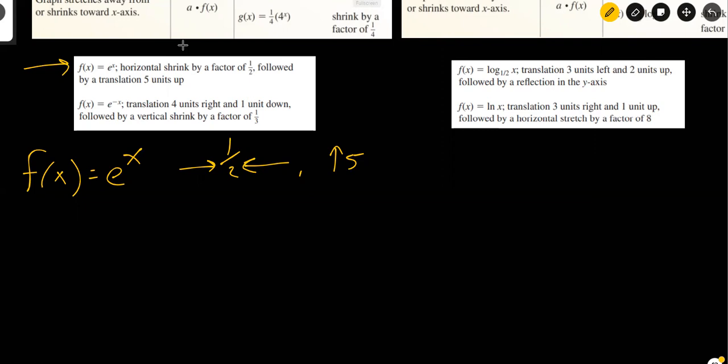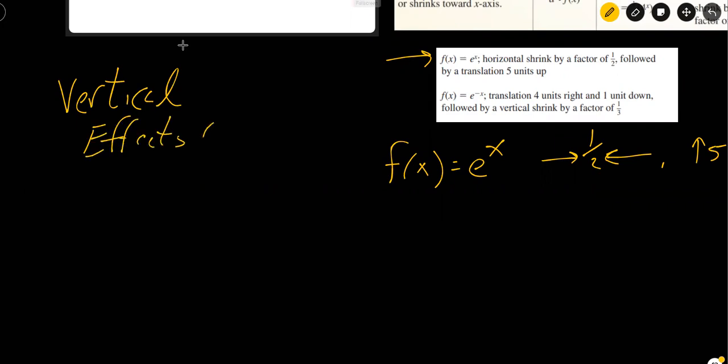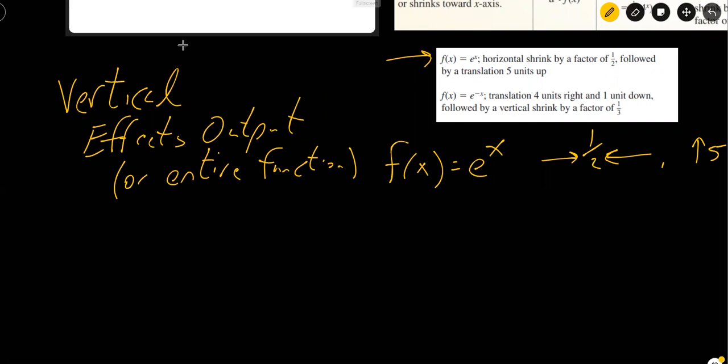Okay, so we're starting off with e to the x power. We're shrinking horizontally by a factor of 1/2, and then we are translating up by 5. So remember, just a note, everything vertical affects the output or the entire function. That's another way you can think of it. The value of the entire function. So that's going to be anything that affects our y value.